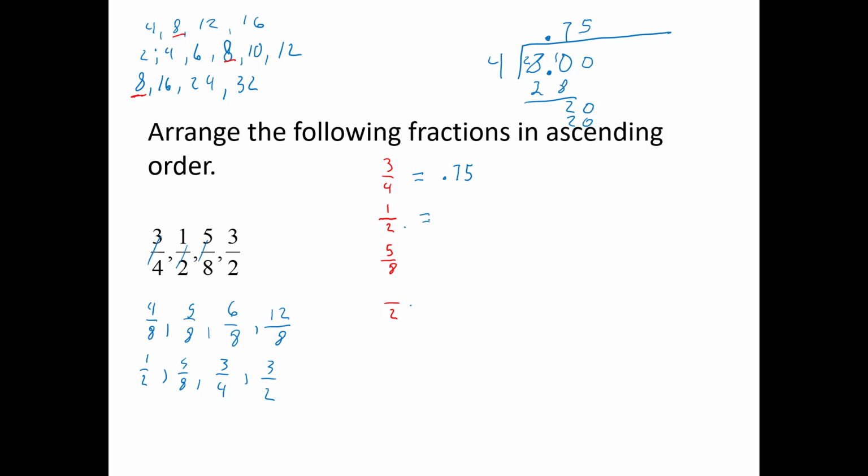You can just use your calculator, but 1 divided by 2 is the same thing as 0.5. 5/8, you can just use your calculator. 5 divided by 8 is 0.625. And 3 divided by 2. Here, 2 does go into 3 one time, and you have a half left over, so that's 1.5. And so then again, now it's very easy to put them in order. The smallest one will be the 0.5.